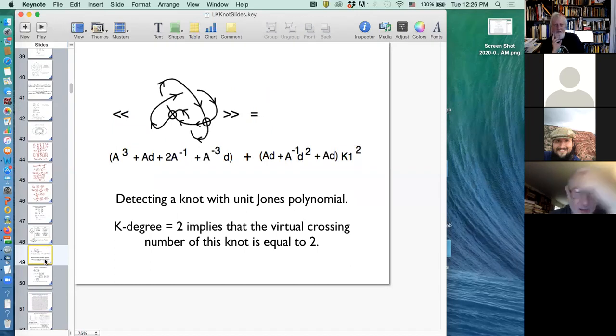And here's the one that has unit Jones polynomial. And as you see, it also has K's in it, but I didn't show you all the states. And in this case, it has K1 squared. And by our theorem, that tells you that the virtual crossing number of this knot is greater than or equal to 2. And since it has examples with 2, the virtual crossing number is greater than or equal to 2, and it has an example where it is 2. And so the virtual crossing number is 2.